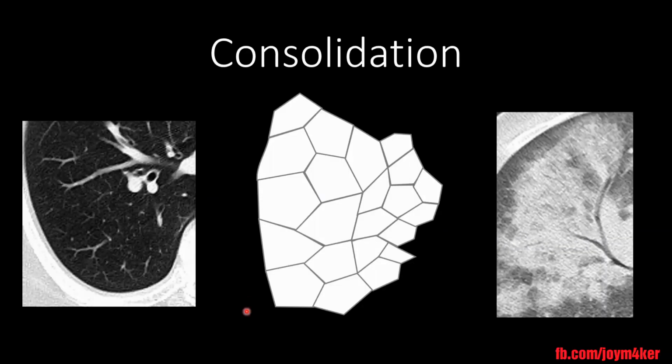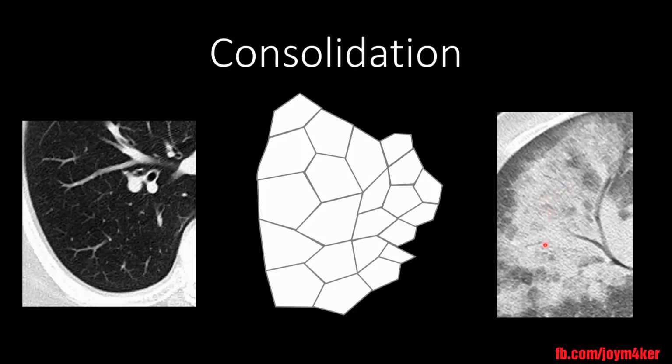Now let's look at consolidation. Here we have a normal lung, nice and black with the vessels and the airways easily seen. And over here we have a lung with diffuse consolidation. This is a person with ARDS, or acute respiratory distress syndrome, and that consolidation is complete alveolar filling.